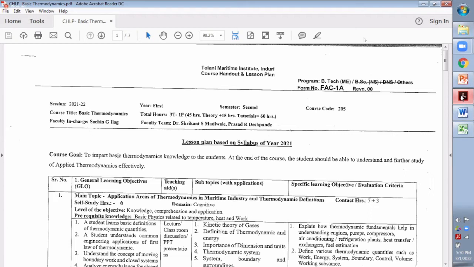I request all of you to please maintain one folder for basic thermodynamics. Whatever documents get uploaded on that Moodle, please download and store them in your folder, so that in the end you will not rush here and there to search for the documents. At the end of every unit, I generally upload certain notes and the question bank. It is a very good practice to download and store them, as it will help you at the time of the end semester examination.